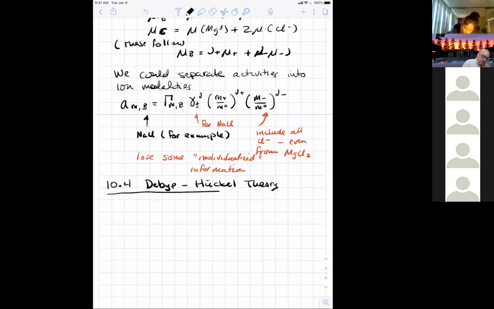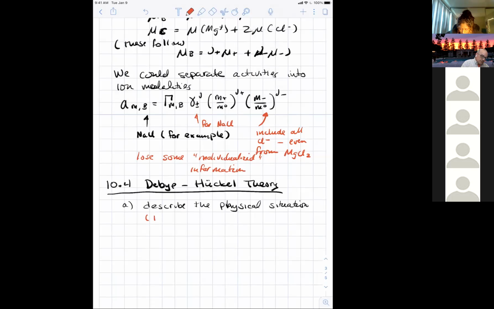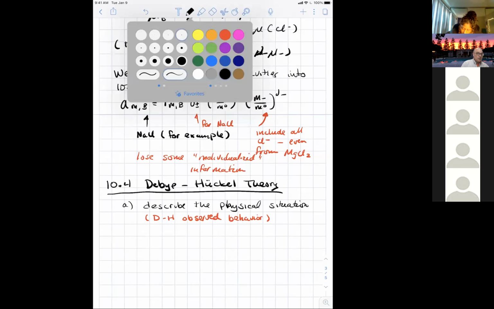All right, so let's look at the Debye-Hückel theory. And what we're going to do here is we're going to describe the physical situation, and also what's kind of unsaid in this part is Debye and Hückel observed the behavior and described the physical situation, and then they came up with the theory.